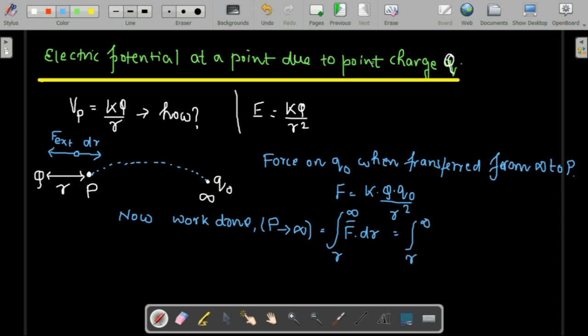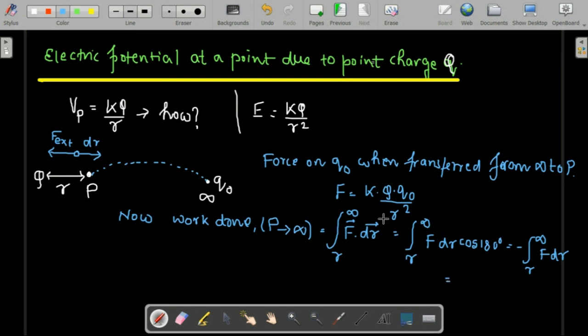This is a dot product. Obviously, work done is force dot displacement. Work done is a scalar, but force and displacement are both vectors. So this would be F dr, but F is in this direction, dr is in this direction. So we can write it down as cos of 180 degrees, and cos of 180 degrees is nothing but -1. So I can take it as minus integration r to infinity F dr.